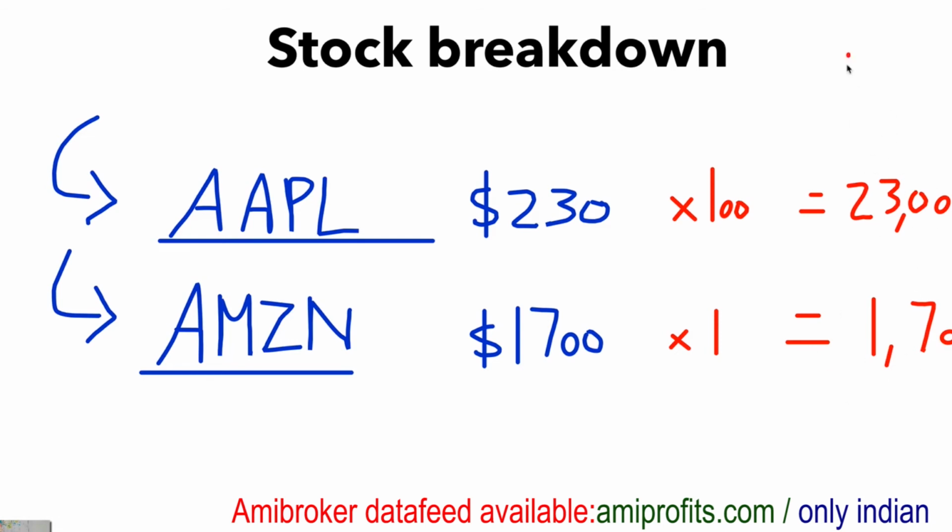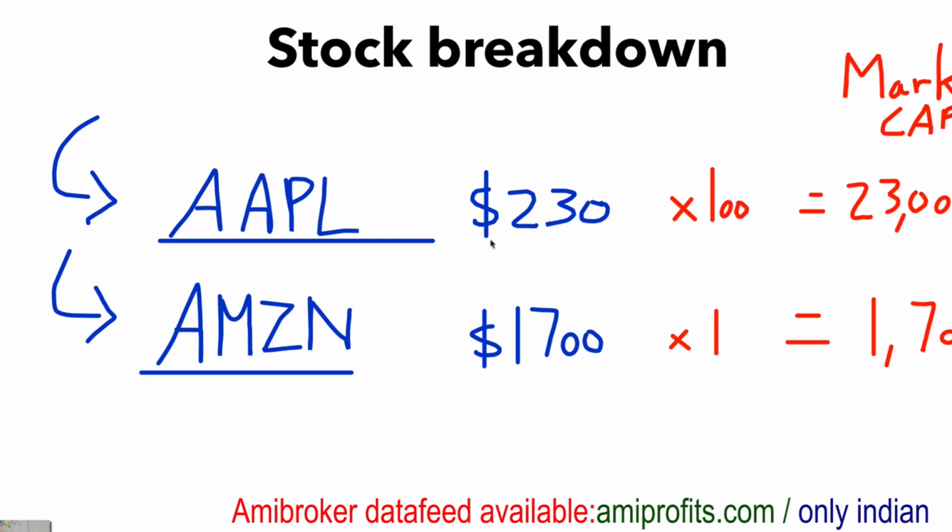This is known as the market cap. You've probably heard this term before. It's the market cap. This is the valuation of the company. This is how much the company is valued at. For Apple, it's $23,000. For Amazon, it's $1,700. Obviously, that's not the case, guys. I'm just using a basic example to give you an idea.